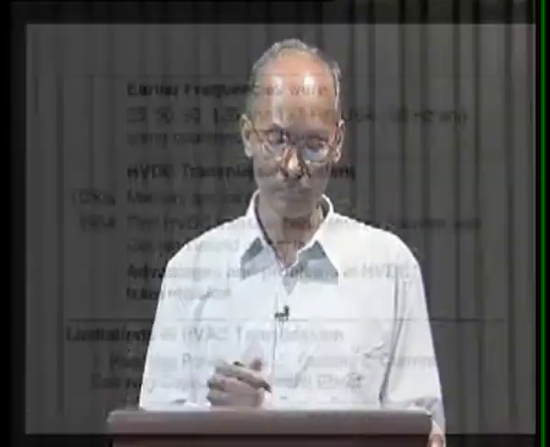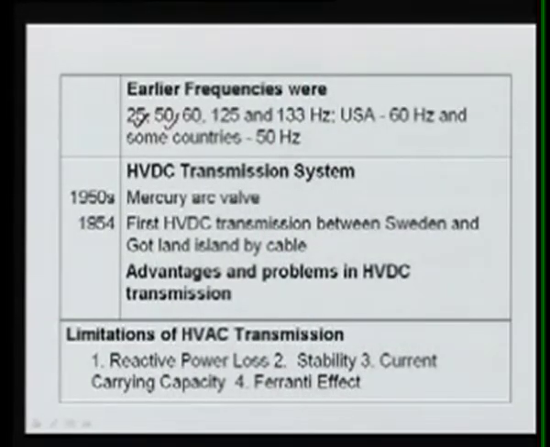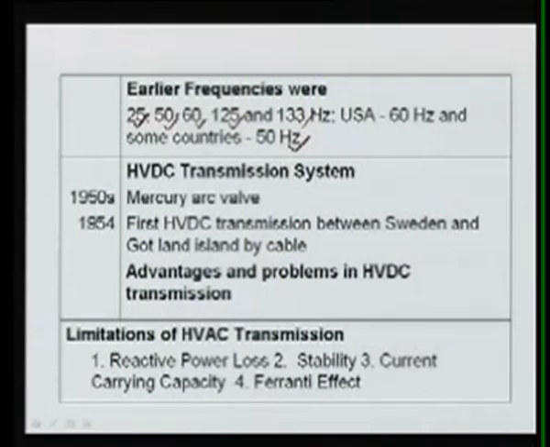Again, if you look at the frequencies, a generator was feeding a load very near to it and was not interconnected, so the frequency was also varying. It was 25 hertz, 50 hertz, 60 hertz, and 125 hertz, along with 133 kilohertz. But we know for integration, we should have the same frequency throughout the system. So some countries, like India and other Asian and European countries, adopted 50 hertz operation, and the USA and Canada use 60 hertz.